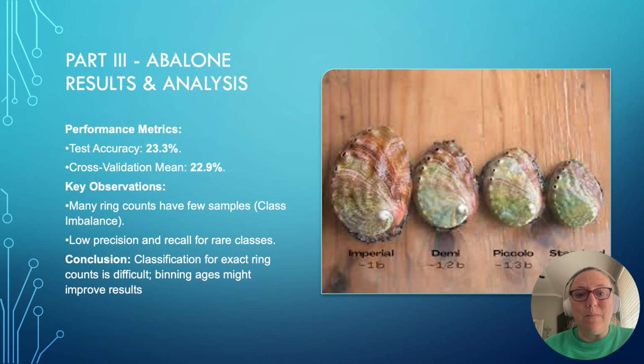Let's discuss the results. We achieved a test accuracy of only 23.3%. While this seems low, it's important to understand why. The data has many different ring counts, and some of those ring counts have very few samples. This makes it difficult for the model to learn those specific classes. Essentially, it's trying to predict the exact number of rings, which is hard in a classification problem. Future iterations of this model would likely benefit from grouping these ages into broader categories.